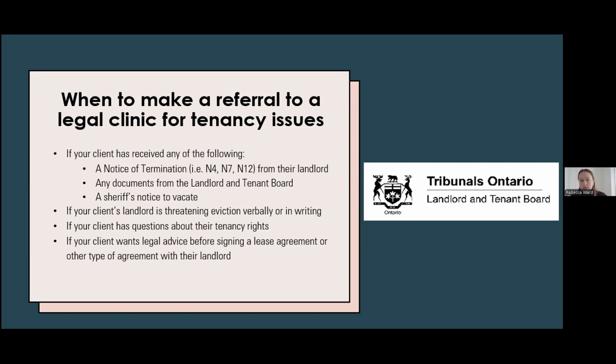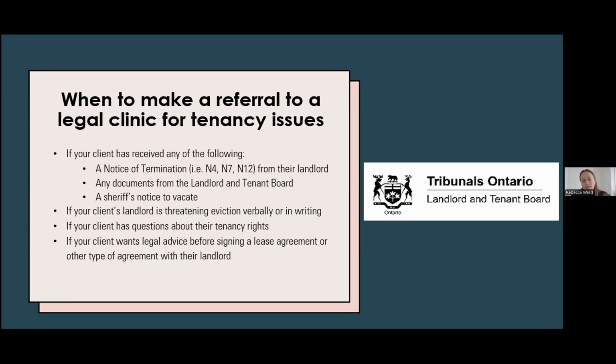Make a referral to a legal clinic. And we can talk through with them what might be coming next, what the tenant's rights are in that situation, and what the landlord should or shouldn't be doing in that situation. So even if they don't have any formal document about eviction, but they're feeling uneasy about the possibility of eviction, make a referral to a legal clinic.